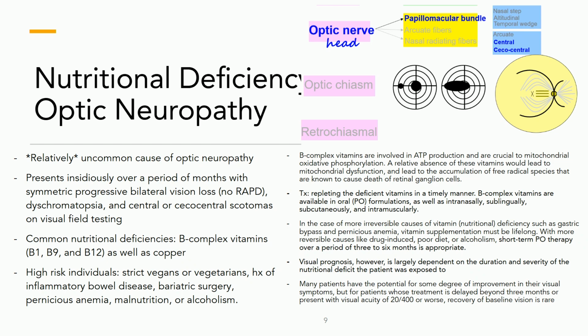So treatment, obviously, is repleting the deficient vitamins in a timely manner. B-complex vitamins are easily available in oral form, and in hospitals they're available intranasally, sublingually, subcutaneously, and intramuscularly. Now, for our patient in particular, with a more reversible cause like chronic alcoholism, or those who are drug-induced or have poor diet, a short-term oral therapy of about 2 to 3 months is usually sufficient to replete these vitamins. But visual prognosis is really dependent on how quickly these patients receive the vitamins and also the duration of the vitamin deficiency in the first place.